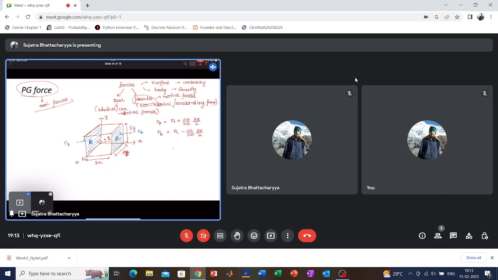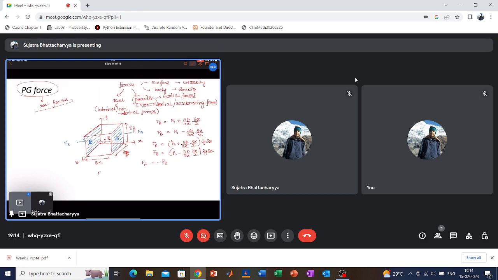Now what about the force at A? That is pressure at A into area. So it will be P naught plus delta P delta x into delta x by 2, into the area. The area of A is delta y into delta z, right? Similarly, FB will be equal to P naught minus delta P delta x into delta x by 2, delta y delta z. The area remains the same. Fine. And we have also seen with the diagram in blue that FA is actually minus of FB.